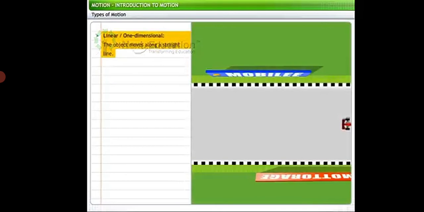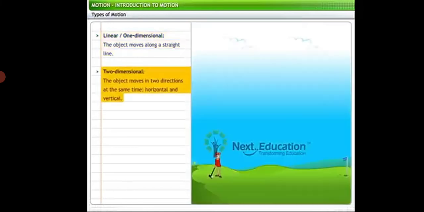One-dimensional or linear motion involves an object moving along a straight line or in a specified direction. For example, cars moving along a straight path in the circuit exhibit linear motion. In two-dimensional motion, in a given plane, an object moves in two directions at the same time.